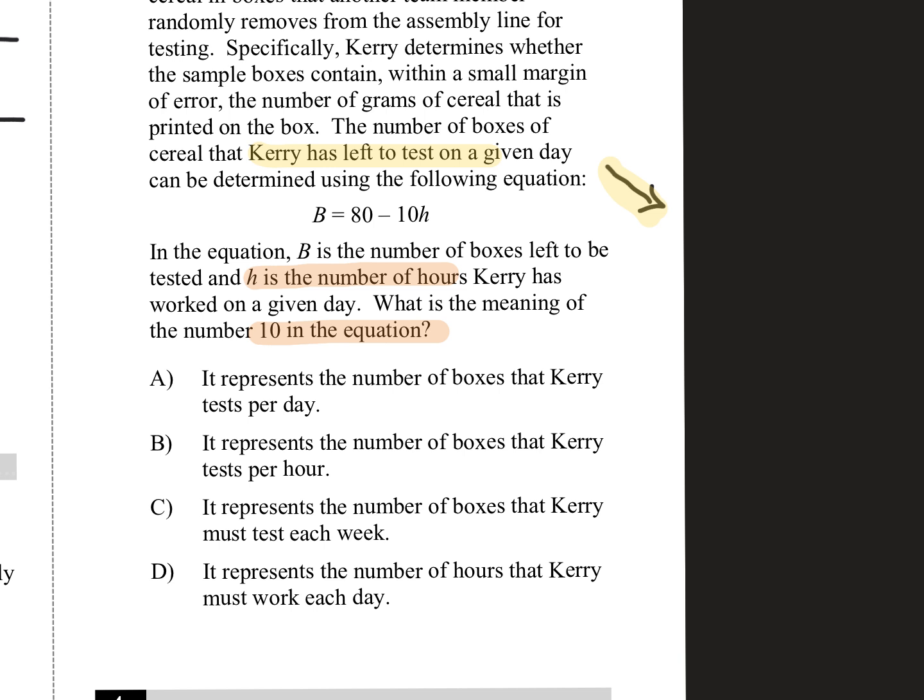So because the variable H represents the number of hours, that 10 sitting next to the H has to have to do with hours, not days. So that's why this one is not correct, because it's talking about per day. This one is talking about each week, and this one is talking about each day. So it has to be B, because that is the one that says the number per hour. So that 10H represents the fact that he tests 10 boxes per hour.